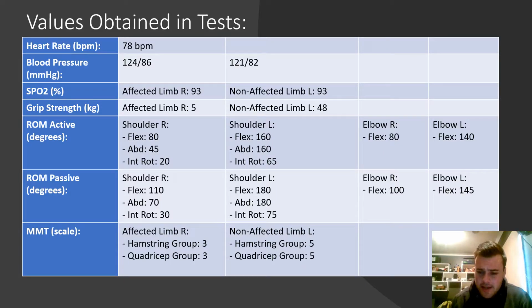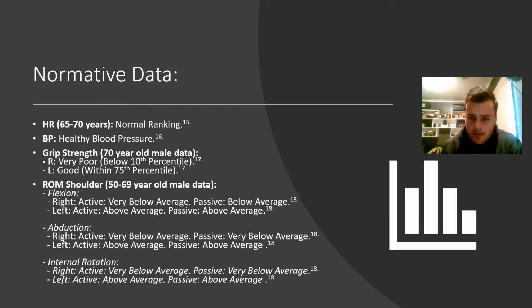These are the values obtained from the objective tests that I previously spoke about in the other slides. It can be noted that the values achieved on the patient's right side of his body were severely lower than the values achieved on his left side, which can give you a good indication of the level of disability that he's currently trying to live with. These values were then placed under normative data and put into a ranking.